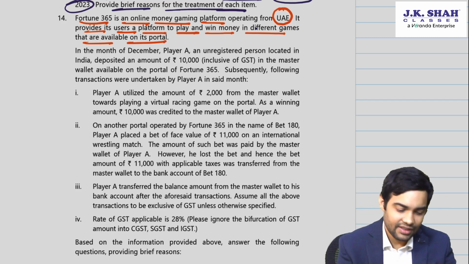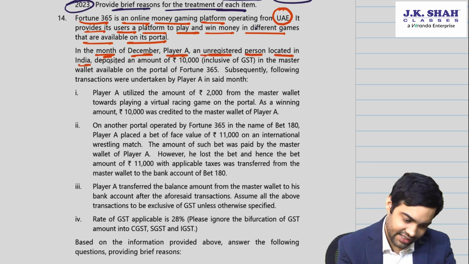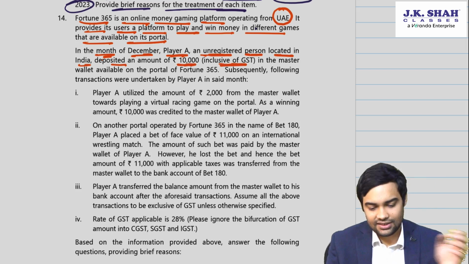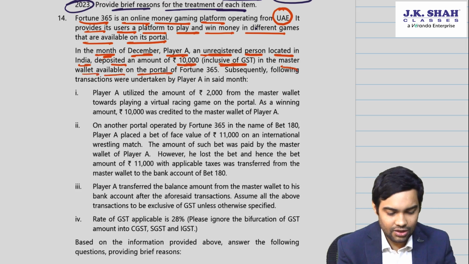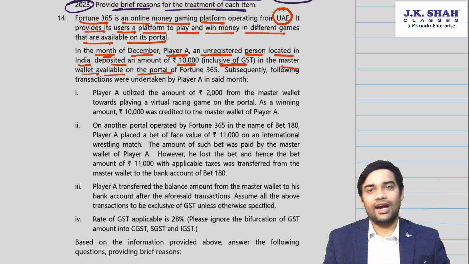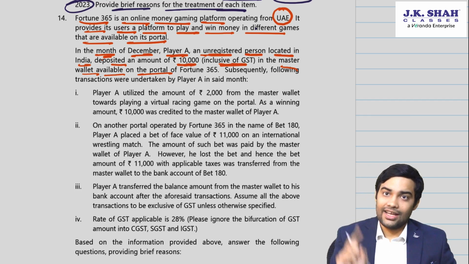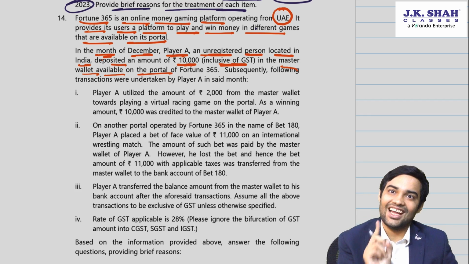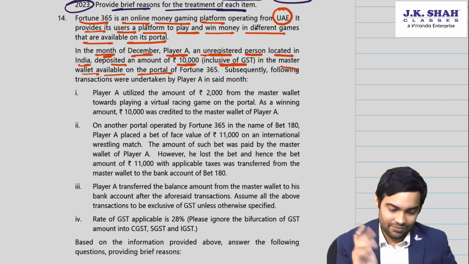Very good. In the month of December, player A, an unregistered person located in India, deposited an amount of 10,000 including GST in the master wallet available on the portal. Now whatever amount you add, that will be regarded as value, and whatever you are withdrawing, no deduction of that is allowed. That is the valuation rule 31B, 31C. Careful.